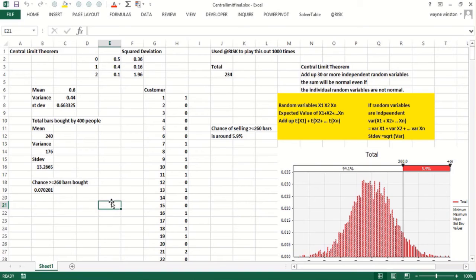But the key thing to remember is if you add up 30 or more independent random variables, the sum will be normal, even if the individual random variables are not normal. So for example, in an NBA game, the number of points a team scores. On a given possession, they'll usually score 0, 1, 2, or 3 points. That's not normal, but they have maybe 100 possessions in a game, so the total points they score will generally follow a normal random variable.